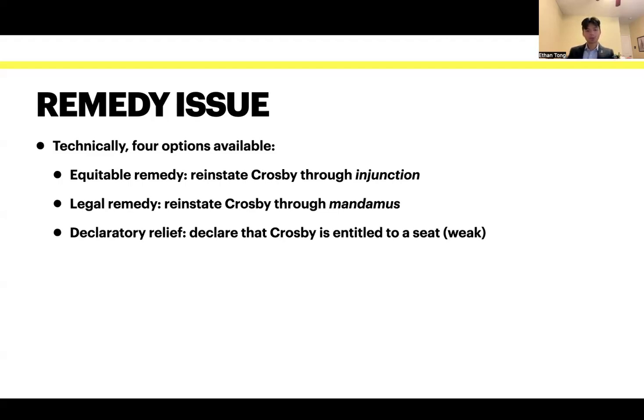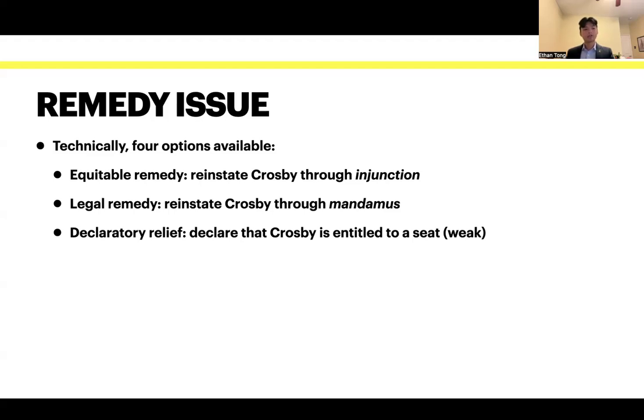One is called declaratory relief, and declaratory relief simply declares, as the name implies, that the person would be entitled to a seat. But importantly, there are no teeth to that declaration. There's no punishment, no enforcement. If an injunction or a mandamus were disobeyed, then the person who disobeyed would be held in contempt of court because they've disobeyed a lawful court order. But for declaratory relief, they're declaring who is right, but they don't have any punishment if you refuse to follow it.